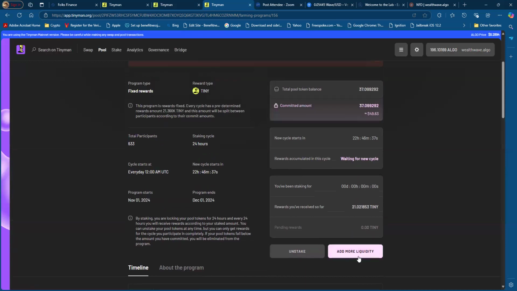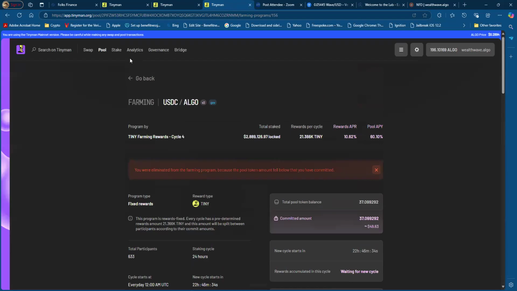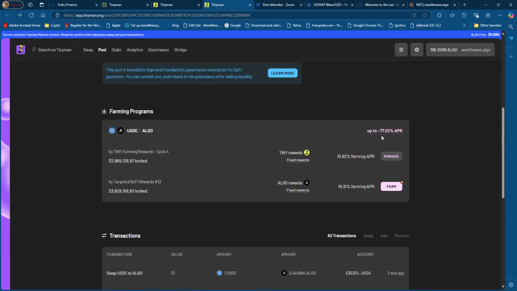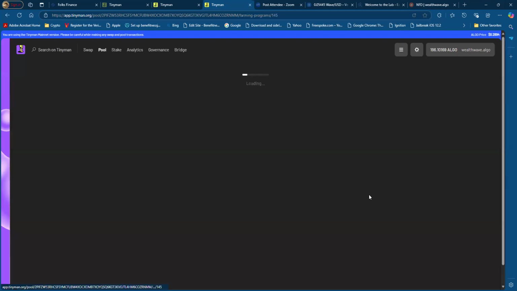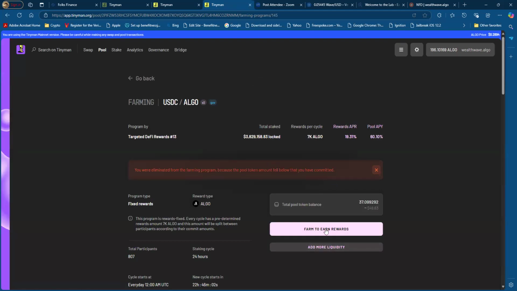I got you. So you can add more liquidity to the farms while you're in here. If you notice, I clicked the first farm and I'm farming for Tinyman, so those are going to send me Tinyman rewards to my wallet. And then it's got a separate farm down here, with different APR rates on the farms. This one's going to give you 19.31%, this one's going to give you 10.62% of Tinyman, but this one's going to actually give you algo. And you can farm both at the same time. So that's what's pretty cool.